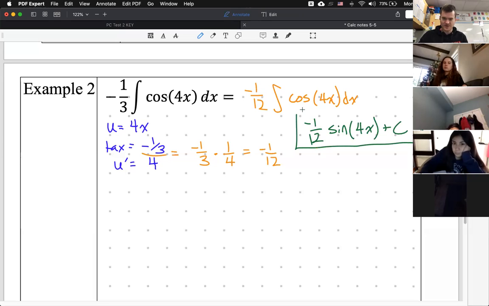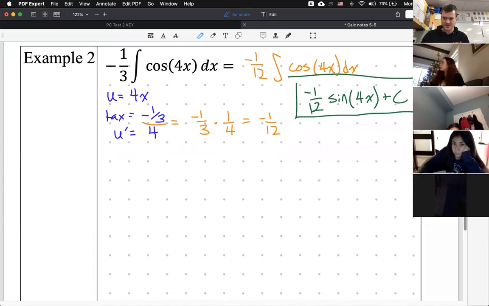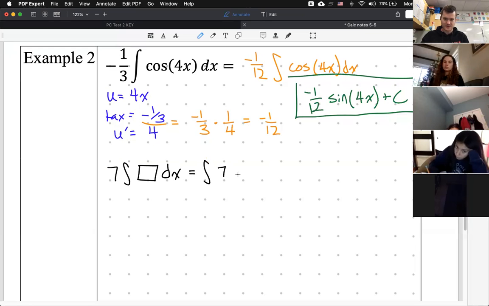We'll box it. I'll write down the rule that I used up here because I didn't make it explicit enough. If ever I have a number, let me just choose 7, a random number. If I have 7 times the integral of something, I'm just going to leave it a box, dx. This is mathematically equivalent to the integral of 7 times that box, dx, which is just a fancy way of saying this 7 is allowed to go to the outside. It's allowed to go back to the inside. It doesn't matter where that 7 goes as long as it's just being multiplied by the integral. It can go in or out.